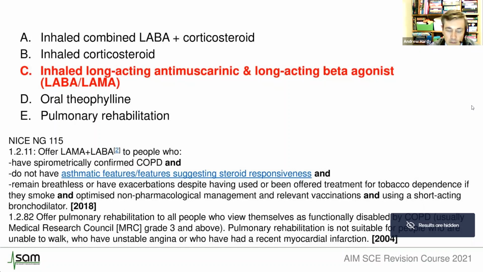The other things that are worth asking about COPD, so smoking status, seasonal vaccination.